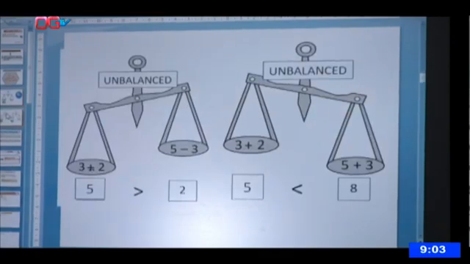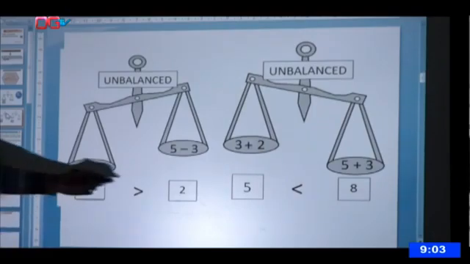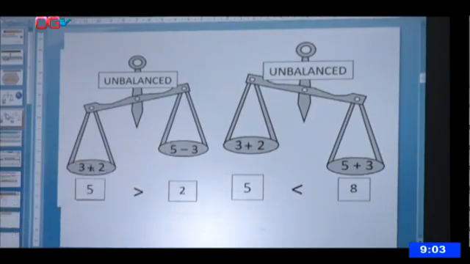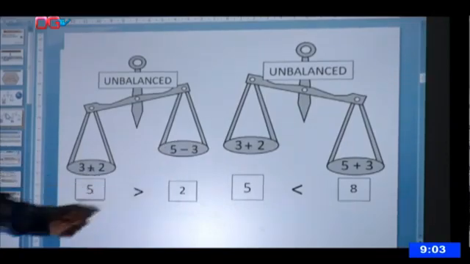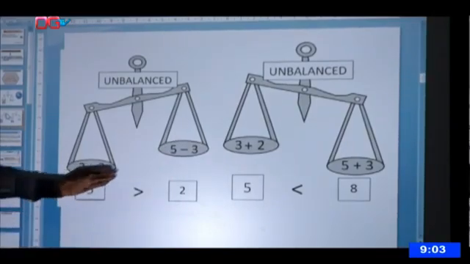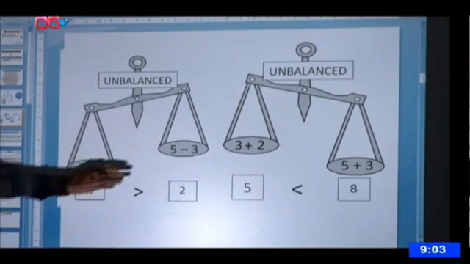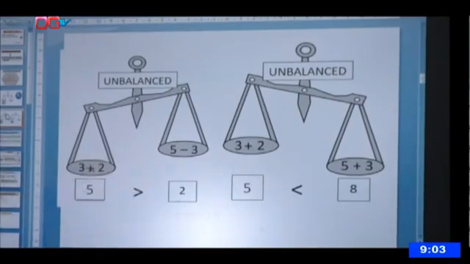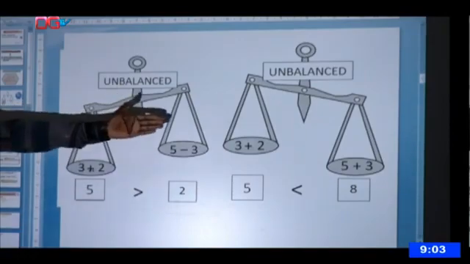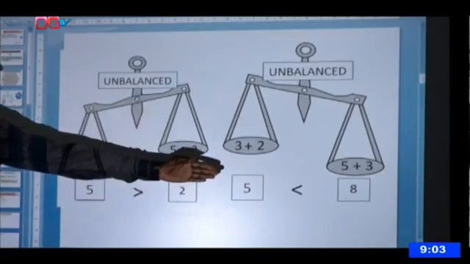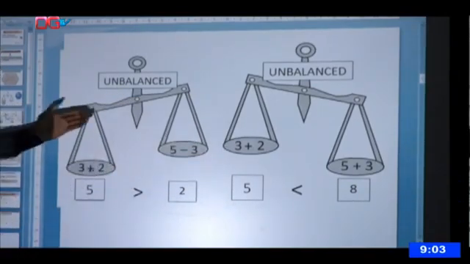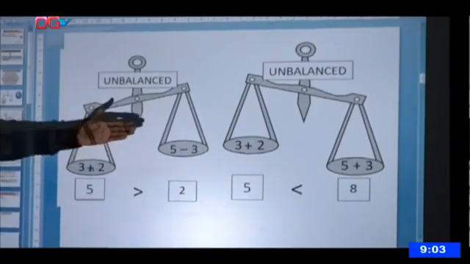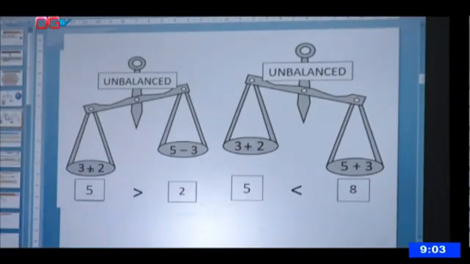Okay, what do we have here? Unbalanced. 3 plus 2 equals 5, while on this side, 5 minus 3 equals 2. You can see that both sides are not the same. 5 is greater than 2, and on the other side, 5 is less than 8. In both diagrams, the equation is not balanced.